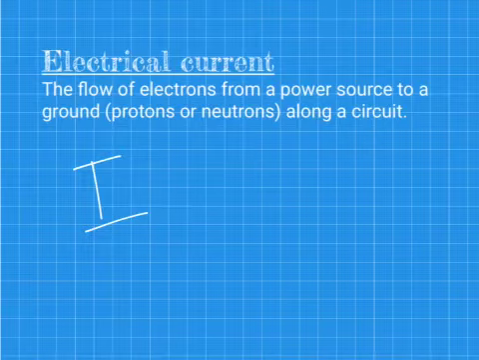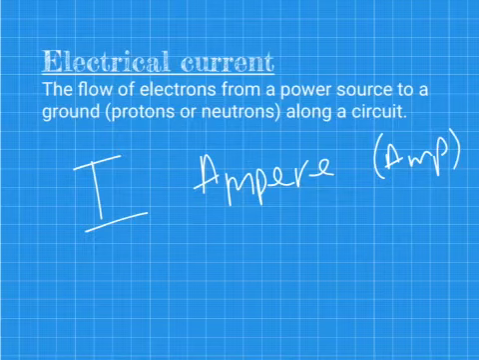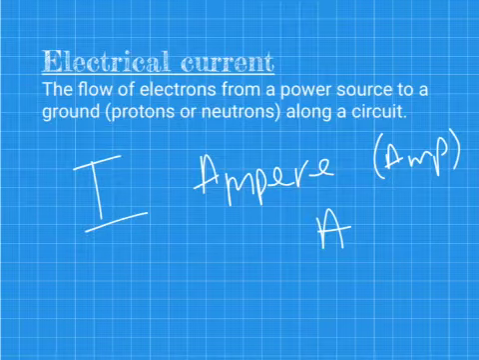Now, electrical current itself is measured in something called an ampere, or otherwise known as an amp, right? So you guys might have seen this before too, amps. The symbol for amps is just the letter A. Now, when we're talking about an ampere, it's a unit of measurement. So we're measuring how many electrons are moving at any given second.